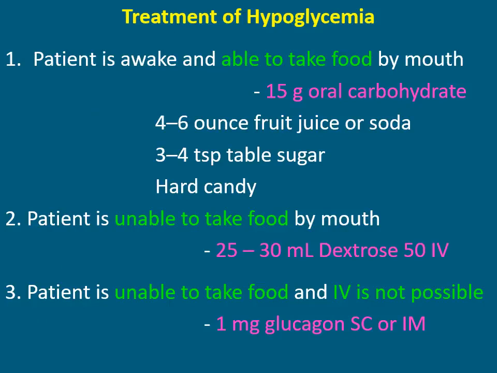Next, treatment of hypoglycemia. If the patient is awake and able to take food by mouth, give 15 grams of oral carbohydrates: 4 to 6 ounces of fruit juice or soda, 3 to 4 tablespoons of table sugar, or hard candy. If the patient is unable to take food by mouth, give 25 to 30 ml of 50% dextrose intravenously. If the patient is unable to take food and intravenous access is not possible, give 1 milligram of glucagon subcutaneously or intramuscularly.